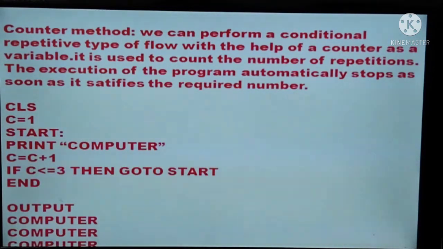So for the first time, C is 1, so it is printing computer. Then it is incremented, C equals C plus 1, so now the value of C is 2. Here in the if it is checked, 2 is less than 3, so again it will go to start and print computer again. Similarly I have given the output. How many times will the output come? Computer will come 3 times. So we will now work this out in the computer program.